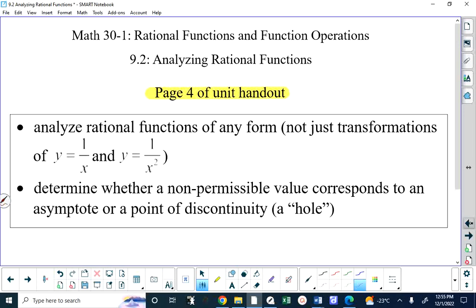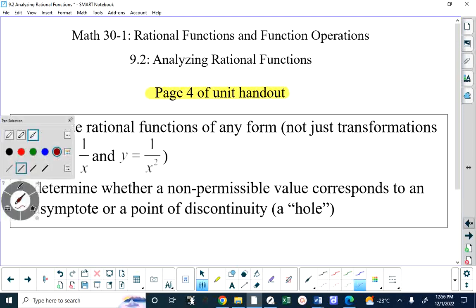Any polynomial over a polynomial is a rational function, essentially, as long as the denominator is not equal to 0, and as long as the denominator is not a degree 1 polynomial function, because then there's no variable in the denominator. So we're going to be looking at functions that are rational in any form, not just transformations of these two base functions.